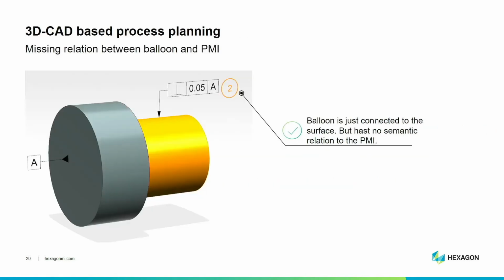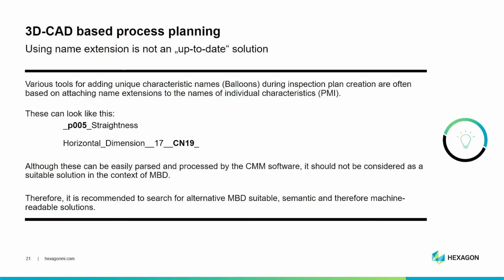Okay, a lot of talking about GD&T. Now another example about balloon numbers. A lot of our customers are using these balloon numbers as a statistical indicator. So in this case, we have a balloon number 2 attached to the PMI. But it's not really attached, because we are missing right now the semantic information between the number 2 and our PMI, which is the parallelism.